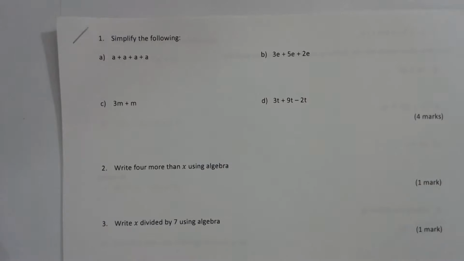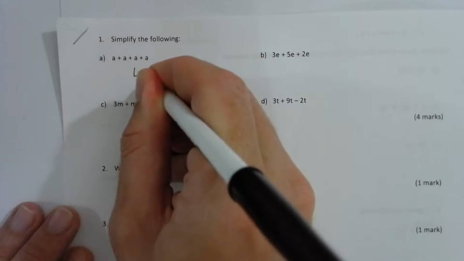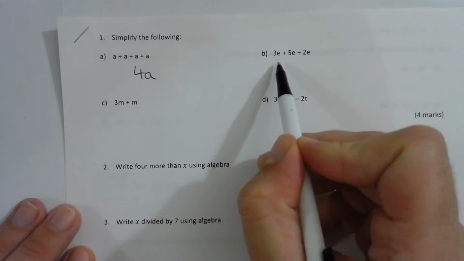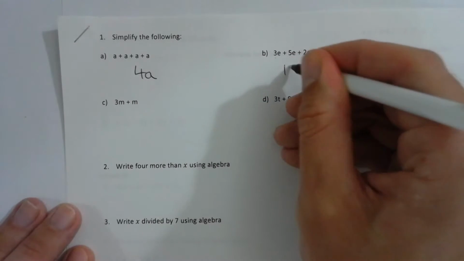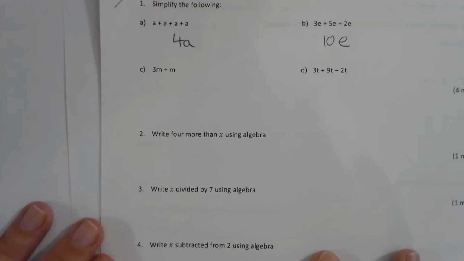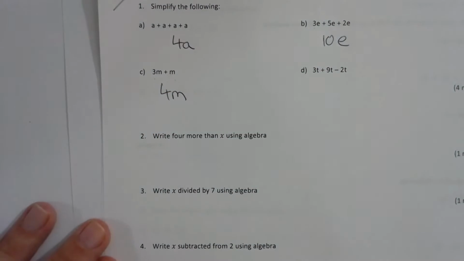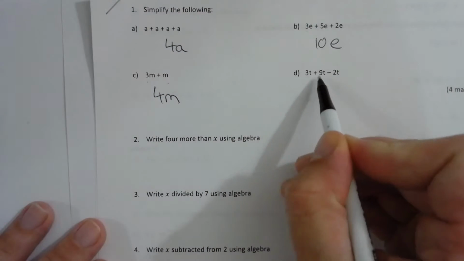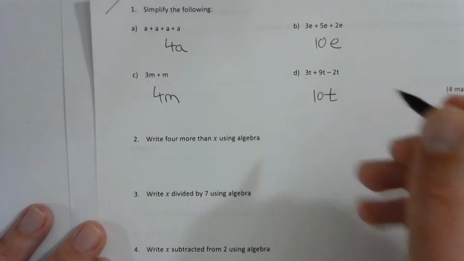Okay, here we're looking at a revision page for Year 7 algebra. So number 1, simplify the following. 1a plus 1a plus 1a plus 1a is the same as 4 lots of a. For b, 3, 5 and 2, so 5, 6, 7, 8, that makes 10 lots of e. C, 3m plus 1m is 4m. And D, 3t plus 9t would be 12t, take away 2 makes that 10t.